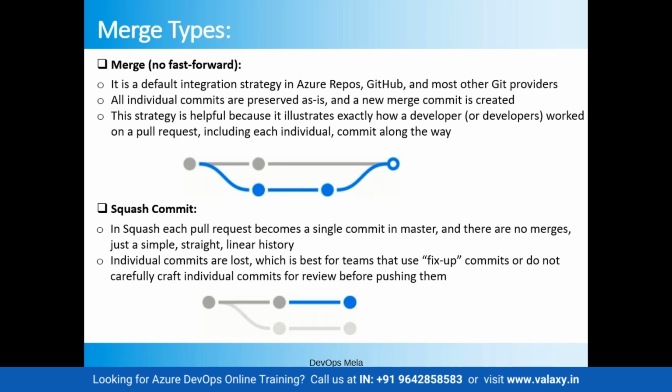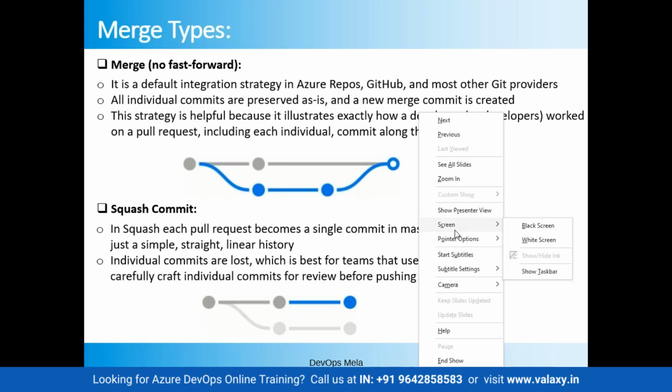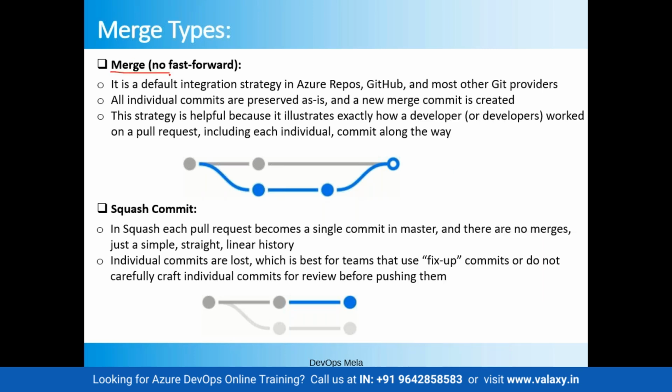Basically, this will help you illustrate how exactly the work has developed, how the pull request was created, and what commit was created. So this is the best way. If you don't understand which merge step to select, this is the one you have to go with. Okay, merge no fast forward. 80% of the time this is the commit type which you will be using in reality also. So keep that in mind.